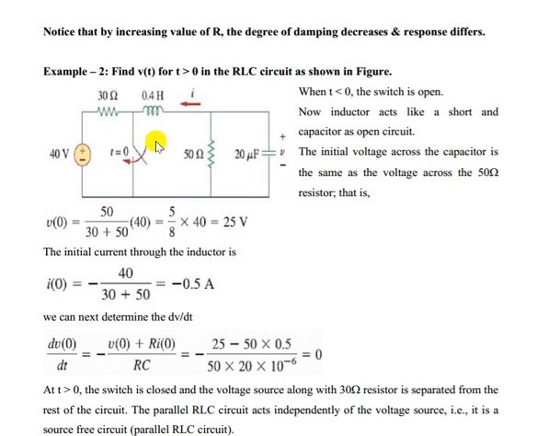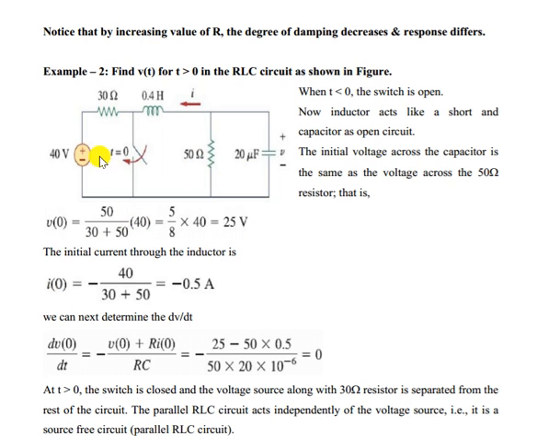Say this switch is closed at t equal to 0. Before that it was open, right? If it was open, then what will happen? What is the voltage across the capacitor? That will be the voltage division rule: 40 into 50 divided by total resistance, 25 volt.